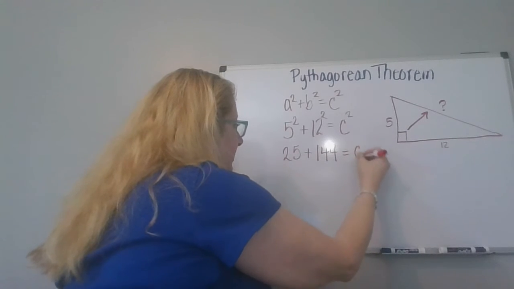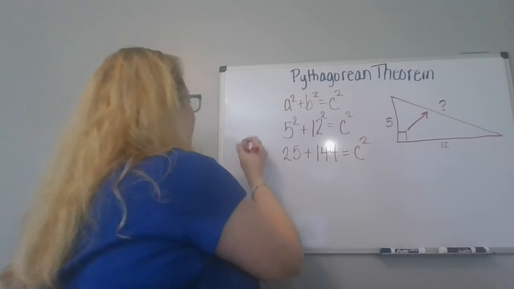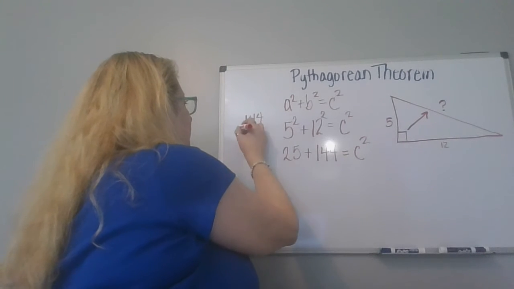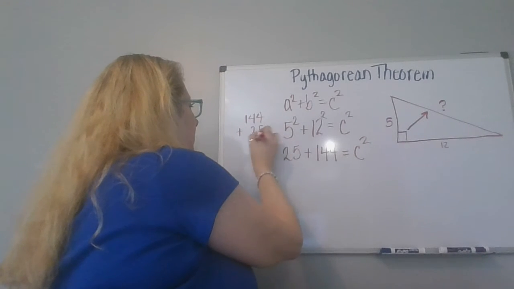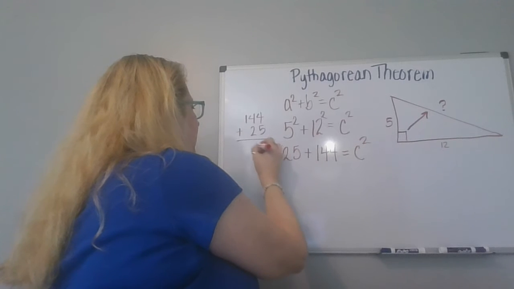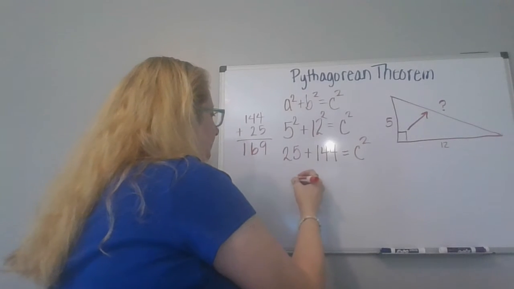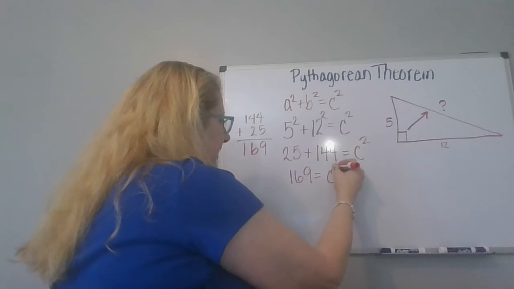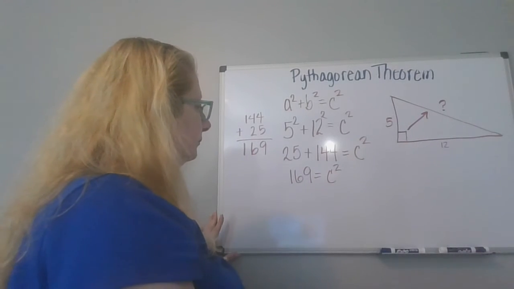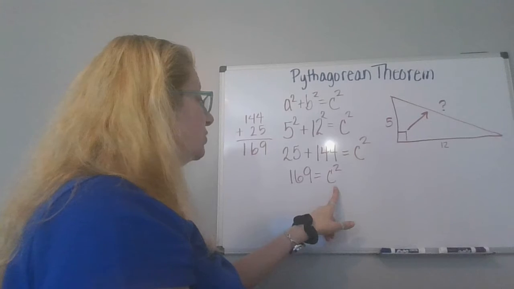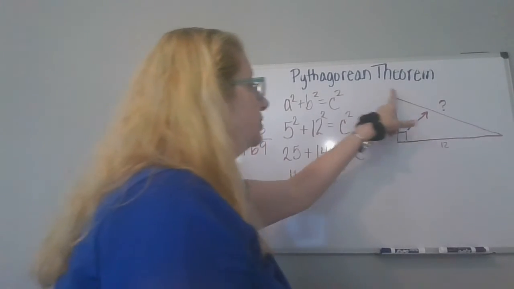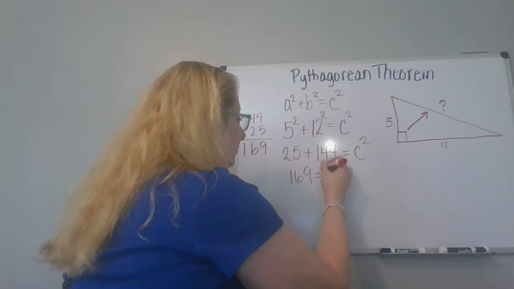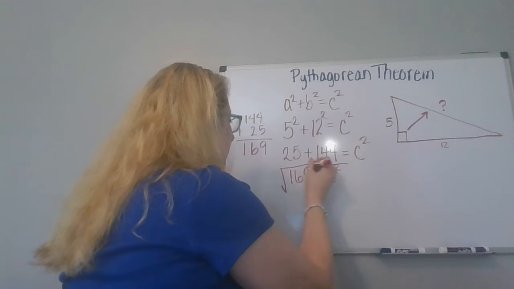And that equals C squared. Well, I'm going to do 144 plus 25. That gives me 169. So 169 equals C squared. Now, we don't want to know what C squared is. We want to know what C is, which is the length of this hypotenuse. So we're going to have to take the square root of both sides.